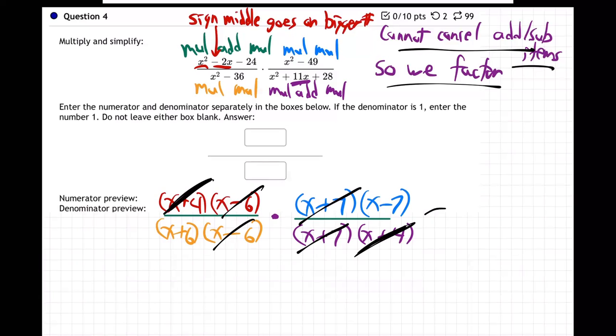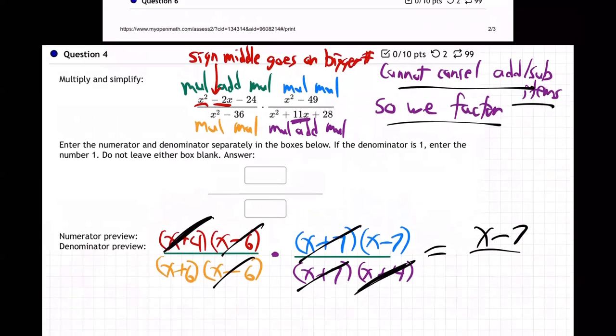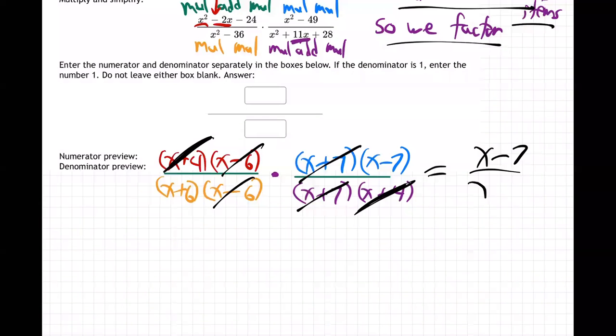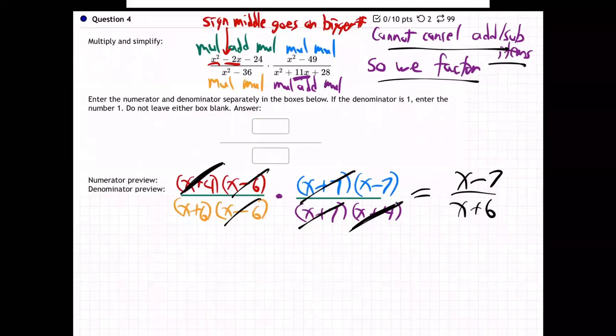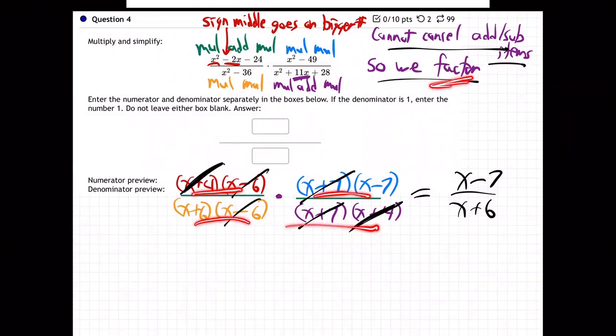It's good. What are we left with then? All we have on the top is x minus 7. All we have on the bottom is x plus 6. No need for parentheses anymore. There's nothing to separate them from. And so there we go. That's our answer. So when we have things added and subtracted in the top and the bottom, we have to factor to make them parentheses multiplied, and then we're allowed to cancel. There we go.